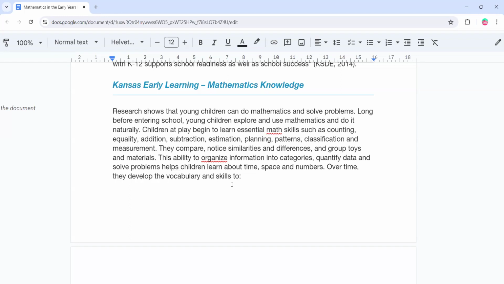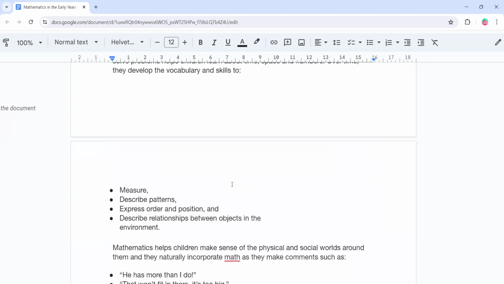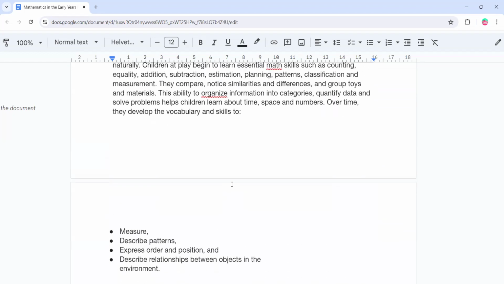Children at play begin to learn essential math skills such as counting, quantity, addition, subtraction, estimation, planning, patterns, classification, and measurements. They compare, notice similarities and differences, group toys and materials. This ability to organize information into categories, quantify data, and solve problems helps children learn about time, space, and numbers. Over time, they develop the vocabulary and skills to measure, describe patterns, express order and position, and describe relationships between objects in the environment.